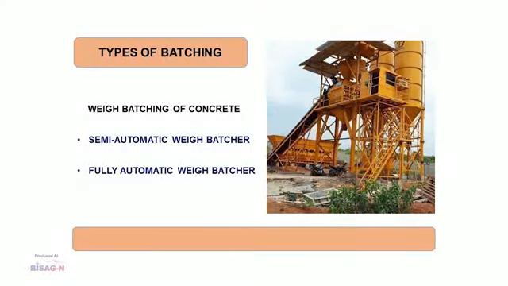Now our next type of batching is weigh batching of concrete. There are two types of weigh batching. One is semi-automatic weigh batcher and another is fully automatic weigh batcher.